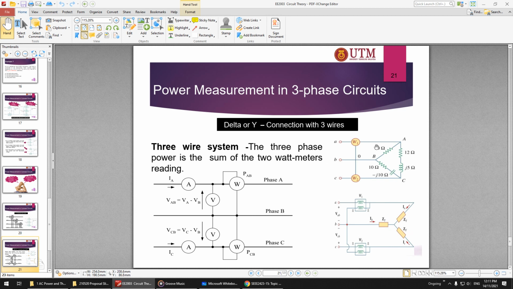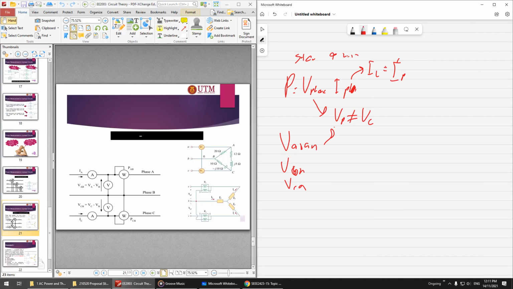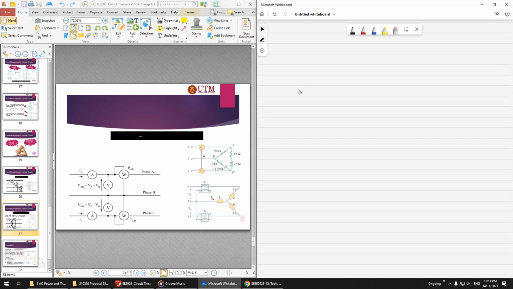Okay, so for these two cases you have to use the 2 wattmeter method. So how to calculate this? Basically, P total is just equal to PAB plus PCB. Okay, so you have to focus here.